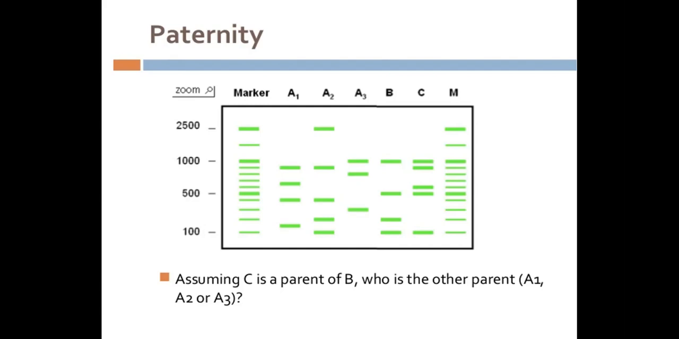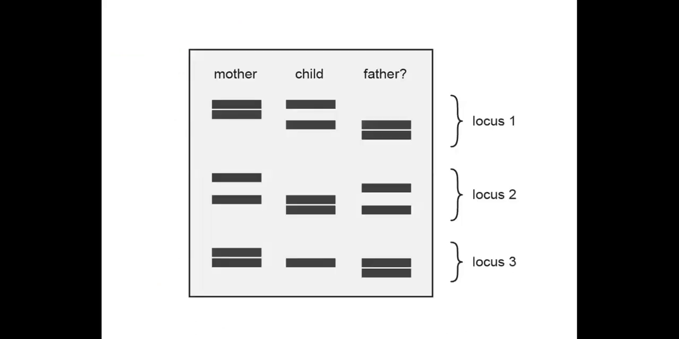Okay, so the father is right here. A2, right? So assuming C is the parent of B. So this is the child, right? So these bands have got to match up. So this has got this one, and this one, and this one. So who has this one? A2. Okay, I'm proud of myself, I actually got it every now and then.